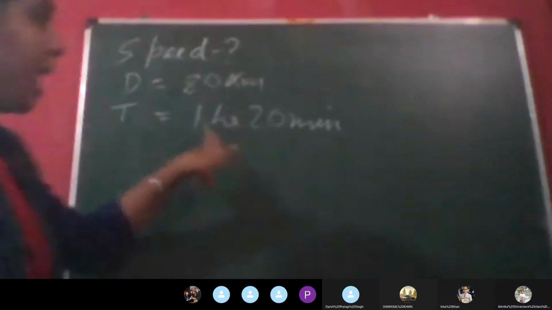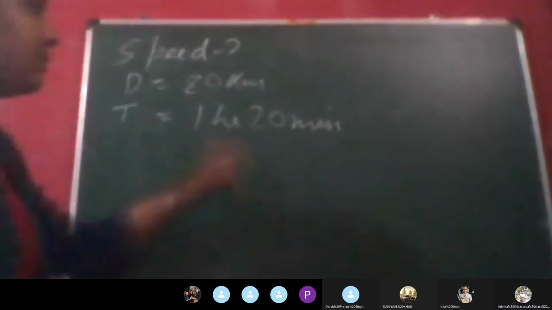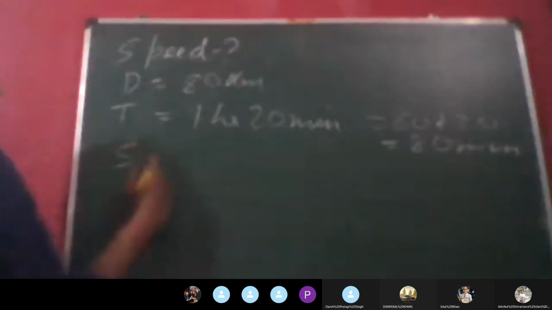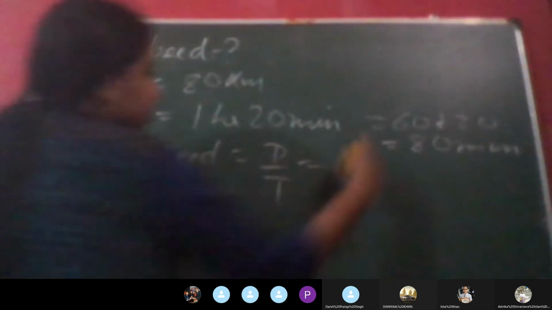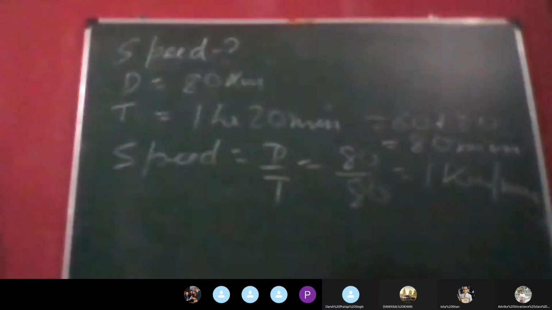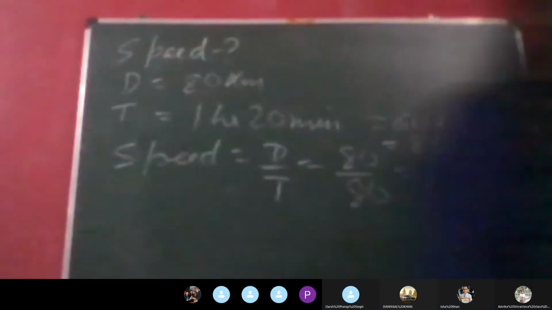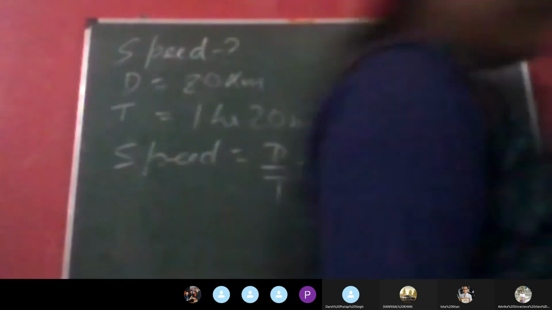If you go for minutes, the calculation will be easy, because 1 hour equals 60 minutes, and 60 plus 20 gives us 80 minutes. Now if I calculate the speed, that is distance upon time, that is 80 upon 80, which is 1 kilometer per minute. Understood? Let's see one more form of time.